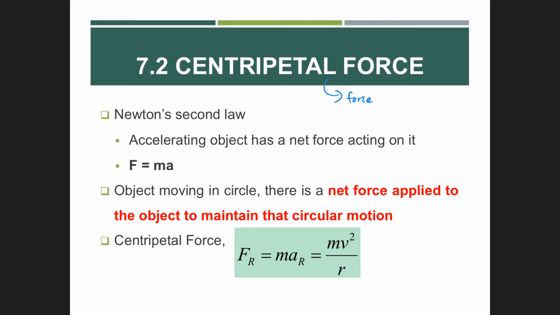So we are going to relate Newton's second law with this centripetal acceleration, where we know that F equals ma. So for the centripetal force, it is going to be m times a, where a is v squared over r, so m v squared over r. And the direction of the centripetal force will follow the direction of the acceleration, which is always toward the center.